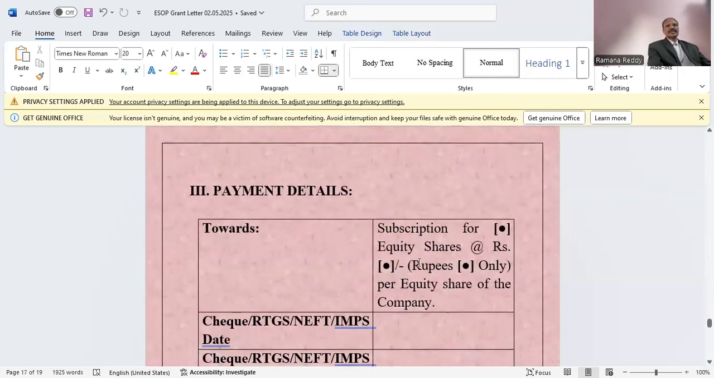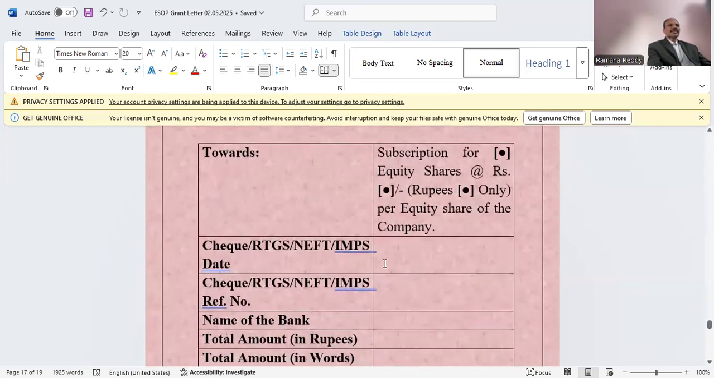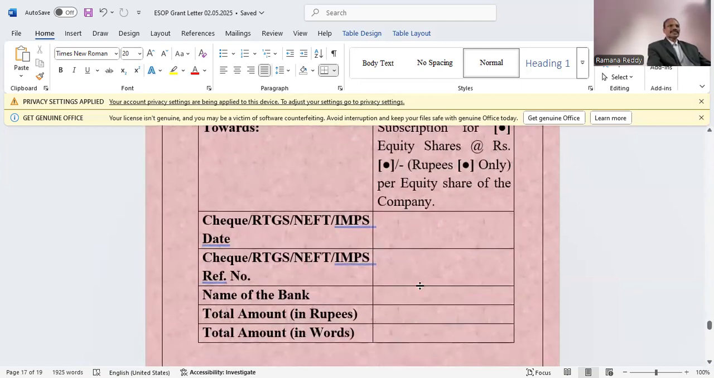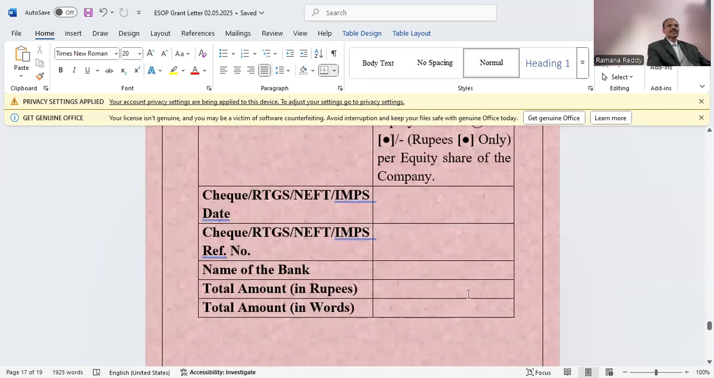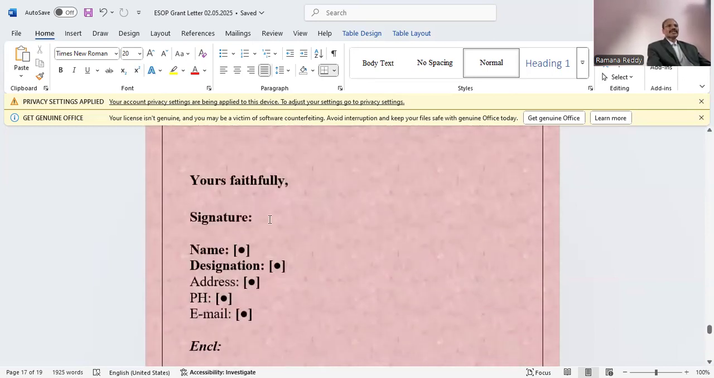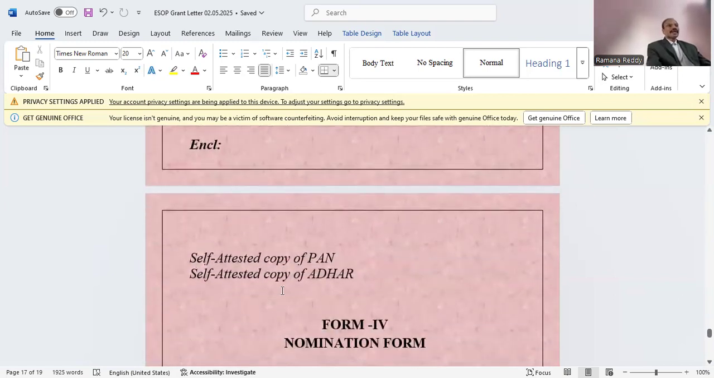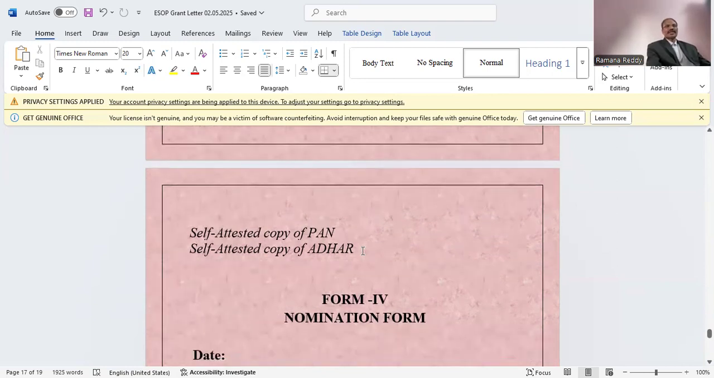Then payment details. The price per option will be 10 rupees. So how much money is being paid? Whether it is a check, a DD, or RTGS, and the name of the bank. So total amount and total in words. These are all the details to be filled, and then yours faithfully, signature, name of the employee, designation, address, phone number, email address, and enclosures: again a self-attested bank card and self-attested Aadhaar card. This is the exercise form. Once the exercise is over, the NRC will verify and allot the shares.